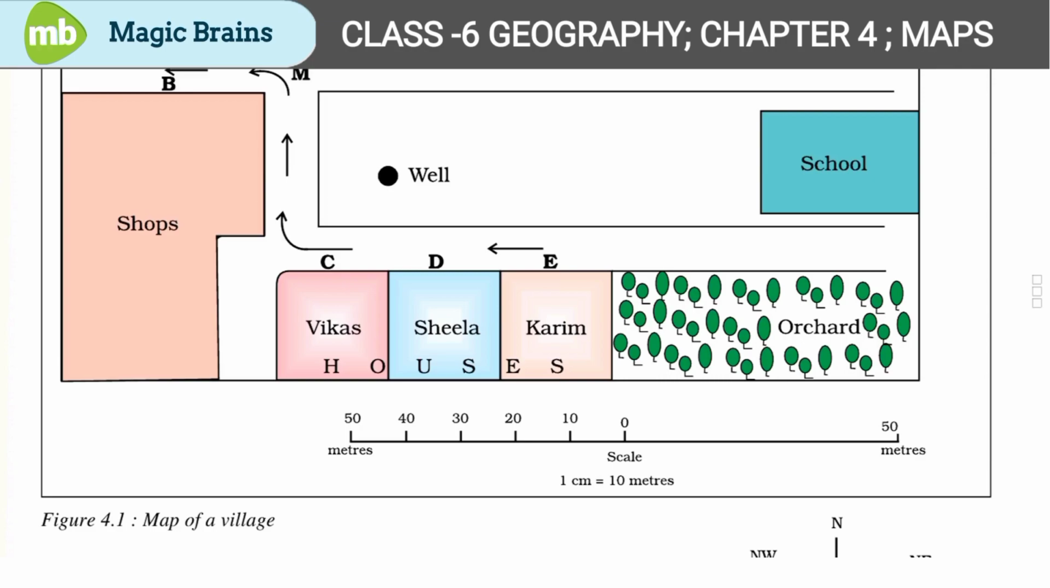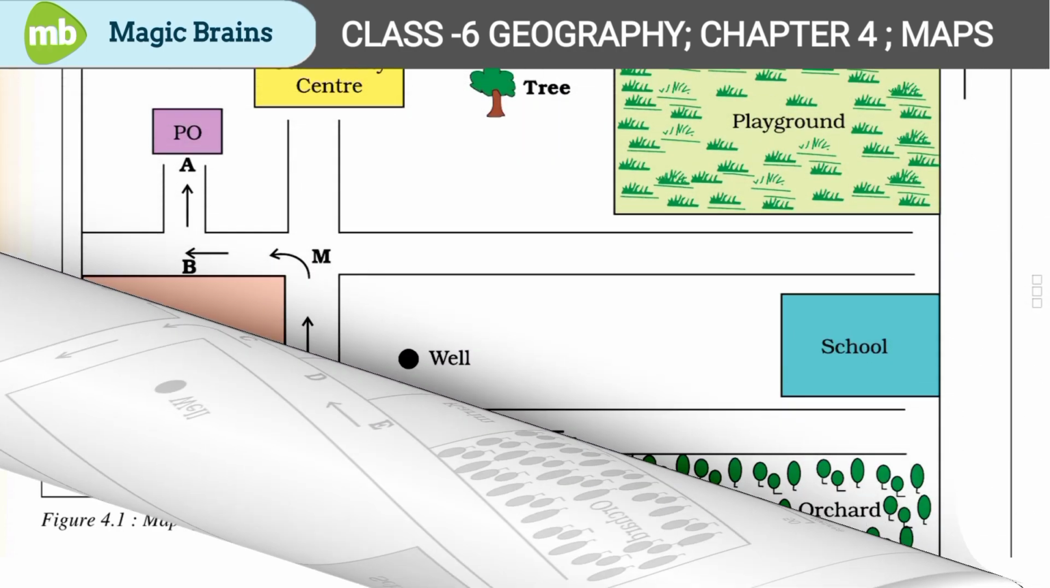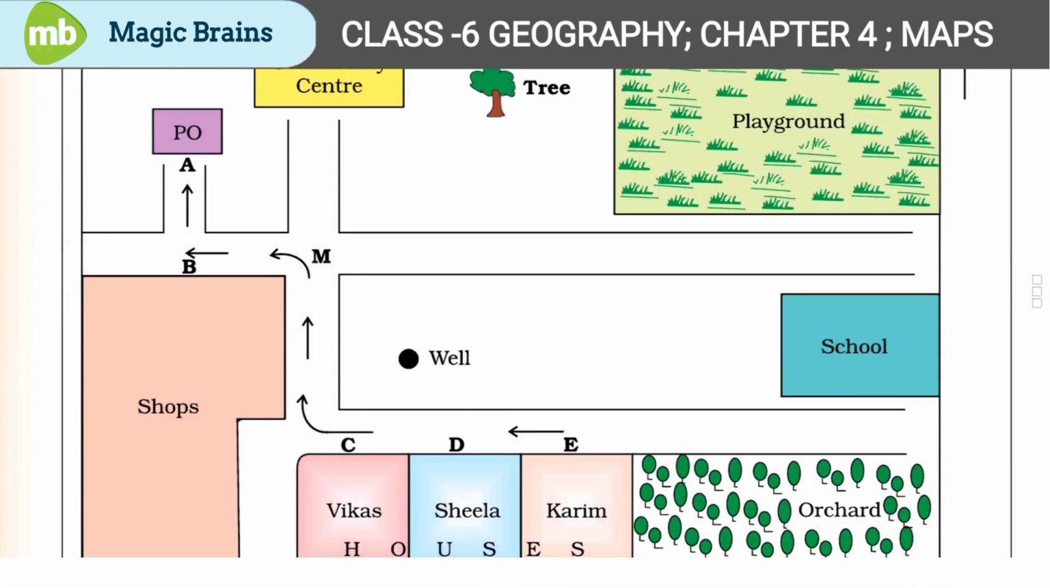We also see a playground, a school, an orchard, Kareem's house, Sheila's house, Vikas's house. We see shops, a well, post office, community center, and a tree. Kareem's house has been marked as point E. Sheila's house has been marked as point D.